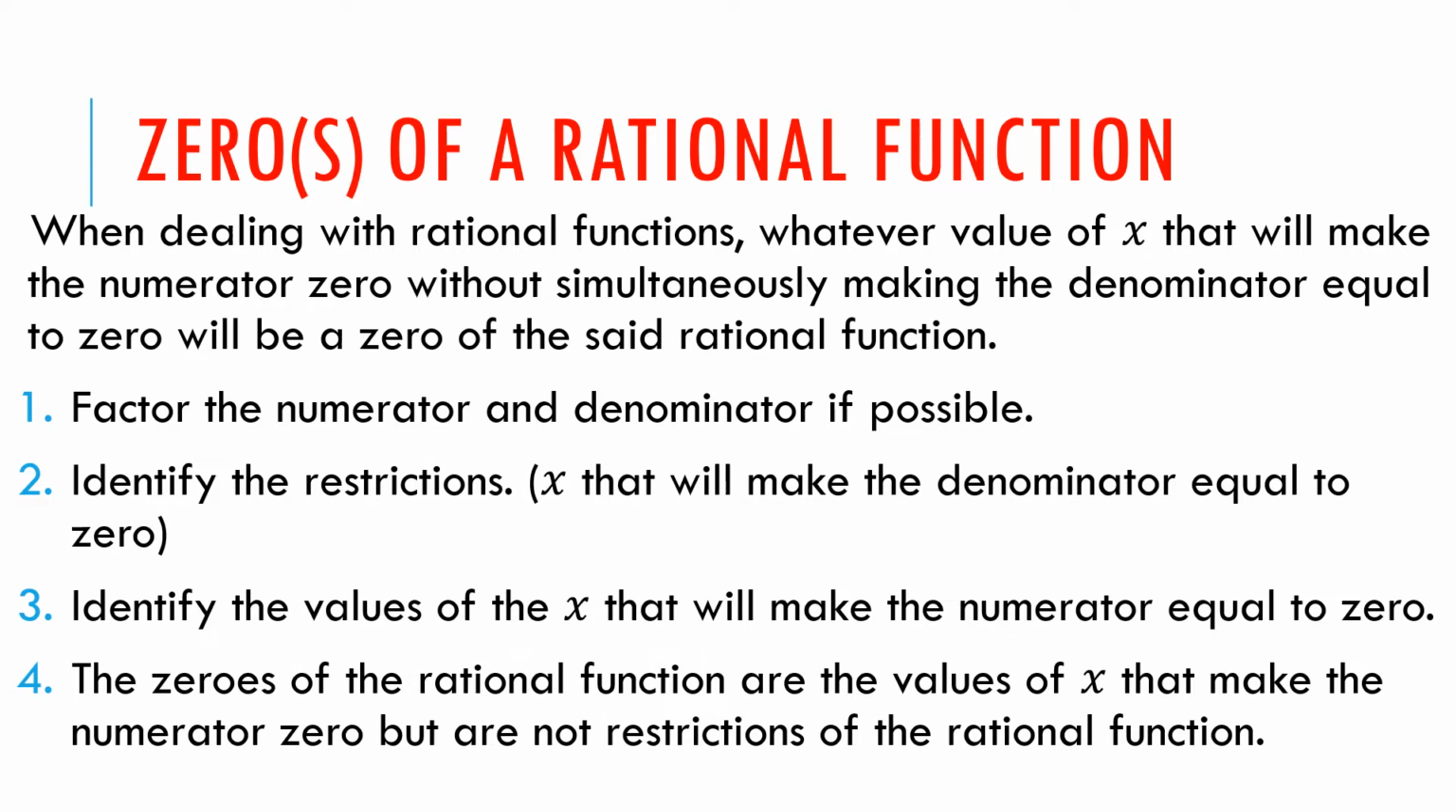Number 1, factor the numerator and denominator if possible. Number 2, identify the restrictions. These are the x that will make the denominator equal to 0. Number 3, identify the values of the x that will make the numerator equal to 0. And number 4, the zeros of the rational function are the values of x that will make the numerator 0 but are not restrictions of the rational function.